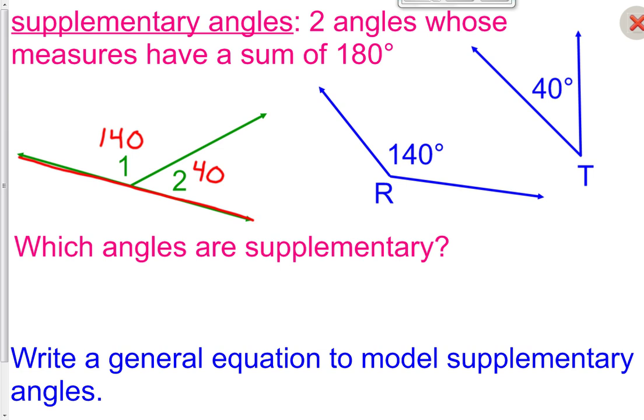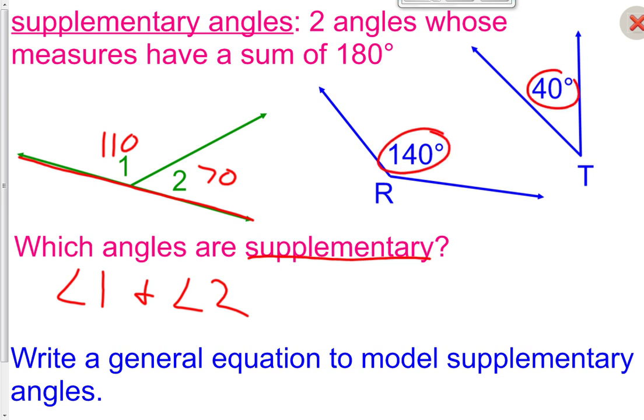So which angles are supplementary? Angles 1 and 2 are supplementary. If two angles form a linear pair, they're also going to be supplementary. Oh, and I just did that for angle R and angle T. Angle 1 could have been any obtuse angle. Maybe it was 110 degrees and angle 2 was 70 degrees. Whatever the case might be, no matter what, they're going to add up to make 180 degrees. Angle R is 140, angle T is 40. When we add angle R and angle T, we get 180 degrees, so they are supplementary. Angle R and angle T.